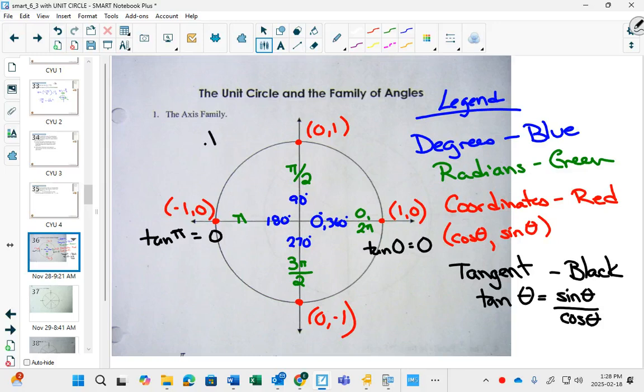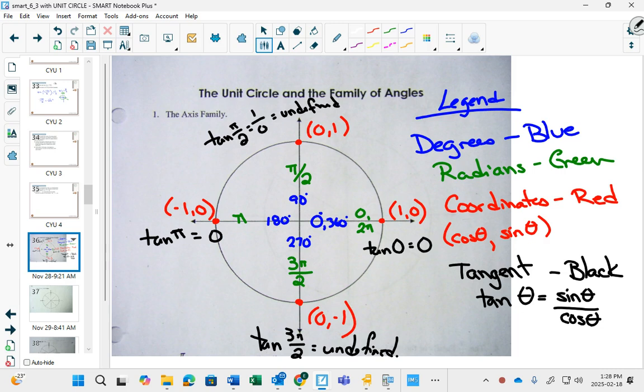But when I go to the top here and do tan of pi over 2, well, now I would have 1 divided by 0. Sine is 1 and cos is 0, 1 divided by 0, but dividing by 0, that's not a good idea. So tan of pi over 2, if you type it into your calculator, it'll give you an error. We're just going to say it's undefined. Same thing happens down here at 3 pi over 2. We would say it's undefined because it's not possible.